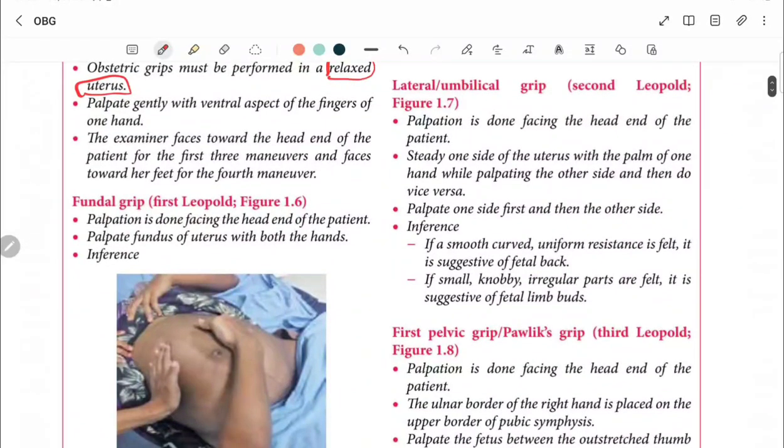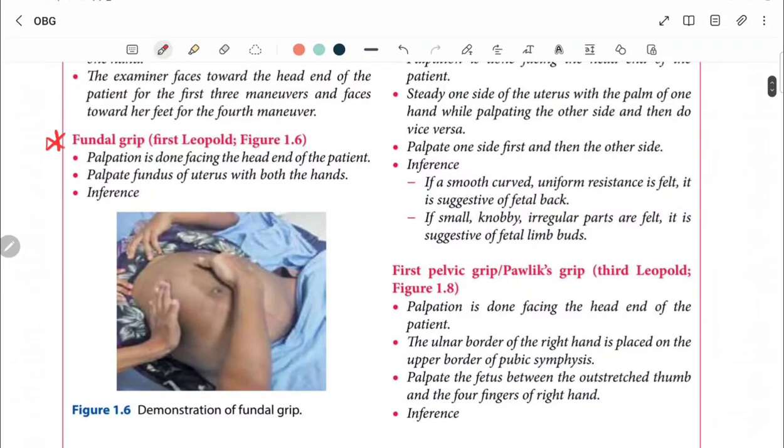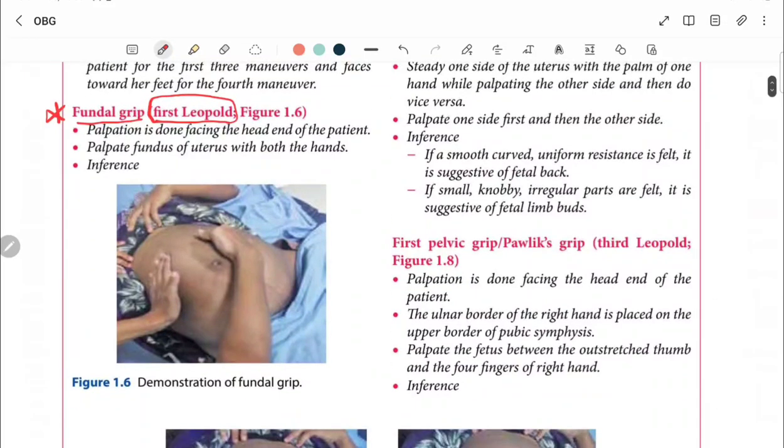The examiner faces towards the head end of the patient for the first 3 maneuvers and faces towards her foot for the 4th maneuver. So for the last pelvic grip alone, the examiner will be facing towards the feet of the patient, whereas for the rest of them, the examiner will be facing the face of the patient. Now first grip. So the first grip is the fundal grip. Fundal grip is the first Leopold maneuver. Okay. So fundal grip, how do you check for fundal grip?